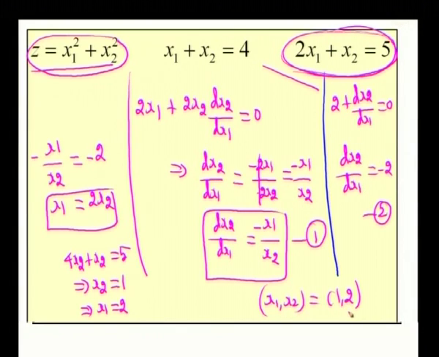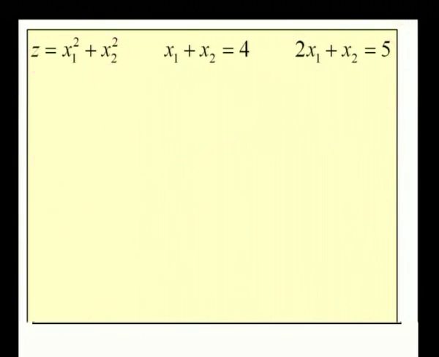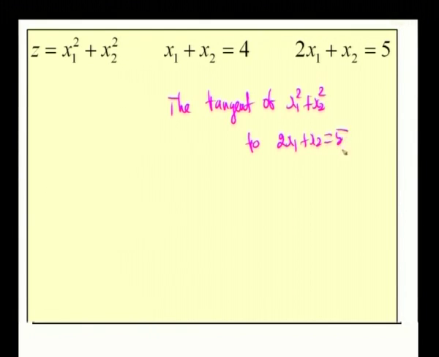This shows that the tangent of the circle x1 squared plus x2 squared to the line 2x1 plus x2 equal to 5 occurs at the point 2, 1.